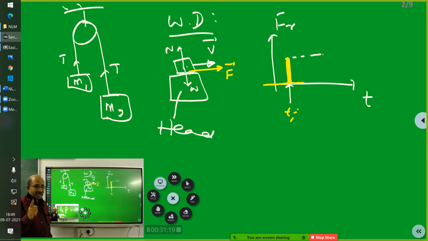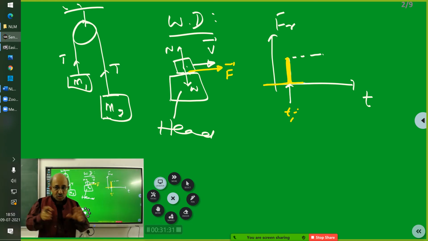See, please understand mechanics like this. These are all very, very simple problems which I am discussing. But the problems in the examination are going to be humongous. So if you understand these things properly, those problems will be easy for you.